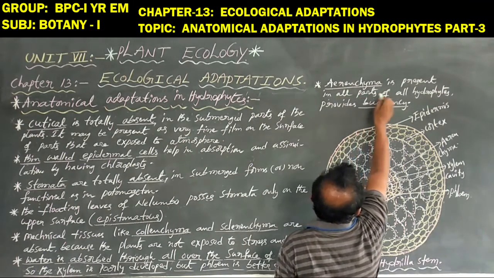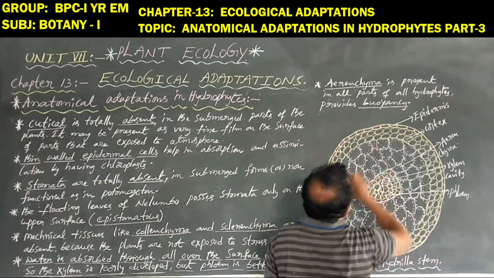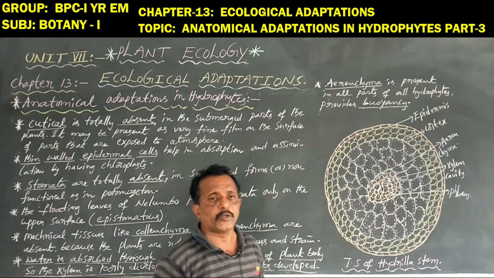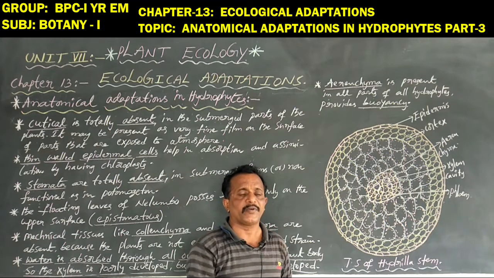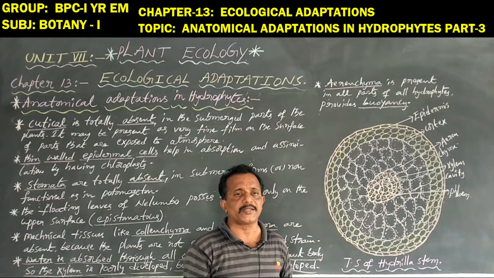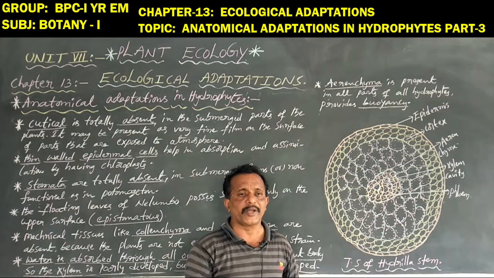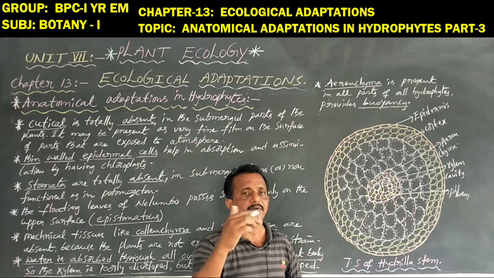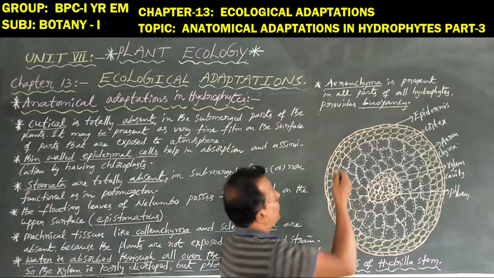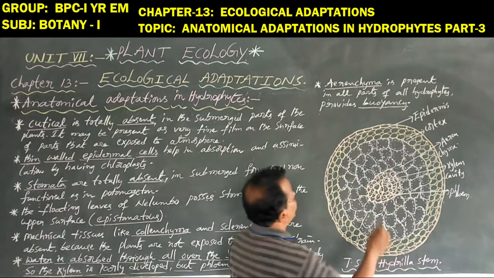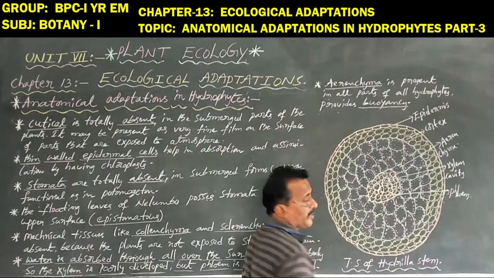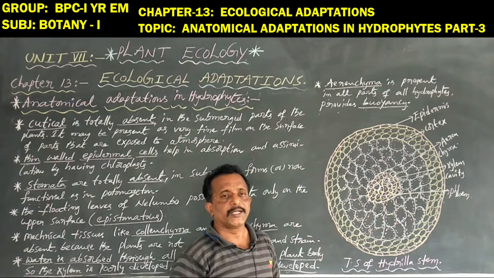Aerenchyma is present in all parts of all hydrophytes and provides buoyancy. It gives mechanical support and allows easy free floating on the water surface. All aquatic plants and all hydroponic plants easily float freely on the water surface. Why? Because they contain aerenchyma. That is, it provides buoyancy.